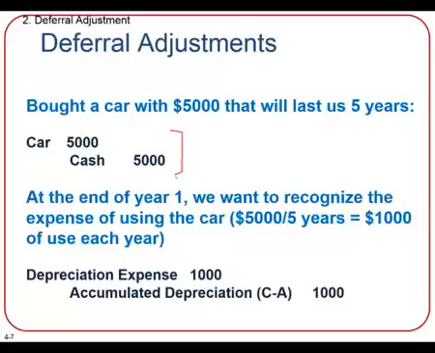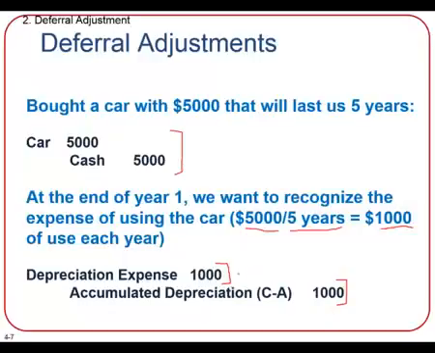And at the end of year 1, we want to recognize the expense of using the car. Now, the car will last us 5 years, so if we bought it for $5,000, and it's going to last us 5 years, then we know that we're going to use about $1,000 worth of value out of that car each year. So we'll record the expense at that time, $1,000, because we want to record 1 year. And we're going to put the credit to the contra asset account, accumulated depreciation.